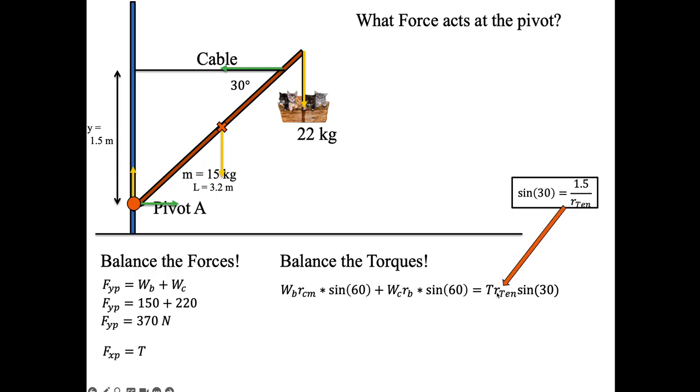Oh, by the way, I've got this little triangle here, right? And this opposite side is 1.5 meters up, where I've tied this cable. So using SOHCAHTOA, the sine of 30 degrees is going to be the opposite over the hypotenuse, and the hypotenuse in this case happens to be this radius at the tension, or the length of that lever arm. That ends up being 3 meters.